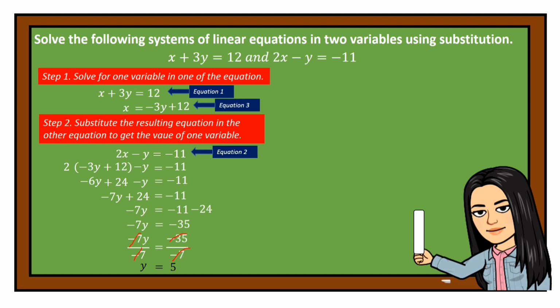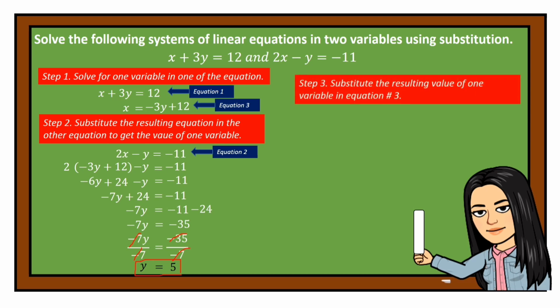So we now have our variable y, which is equal to 5. Next, meron pa tayong step 3. Sa step 3, substitute the resulting value of one variable in equation number 3. So, gamitin daw natin ang equation 3, which is x equals negative 3y plus 12.